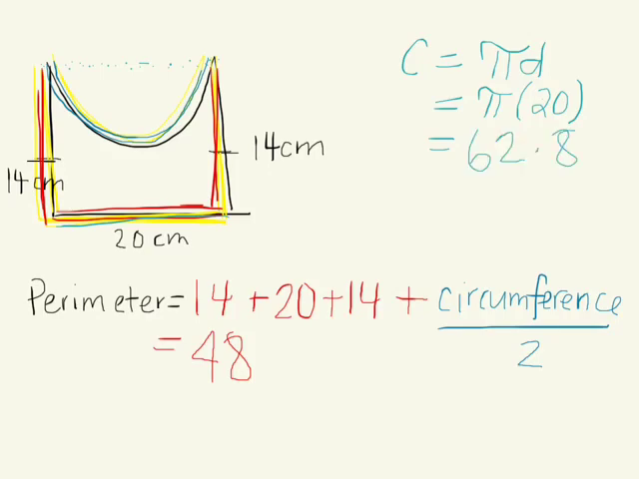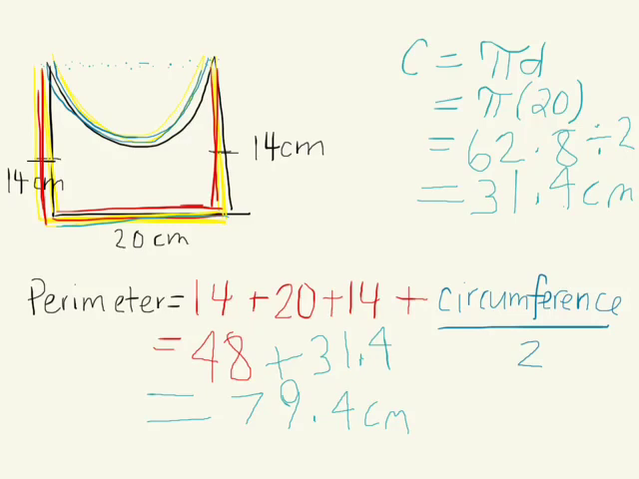Okay, so that gives us the entire circumference, but we're only working with half of a circle, so what do we have to do? Divide by 2. And we get 31.4 centimeters. So we're going to add that with the part of the perimeter that we already calculated to get our total perimeter of the shape. And when we add them together, we get a total of 79.4 centimeters, and that's how we find the perimeter of this shape.